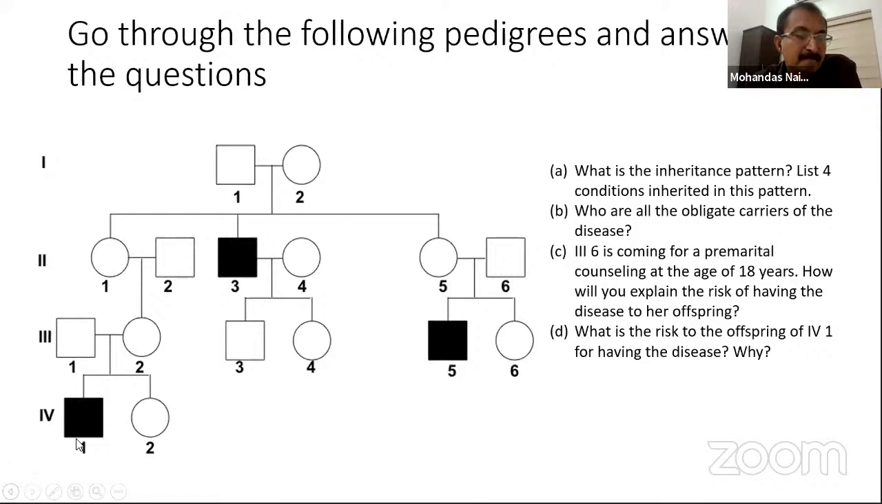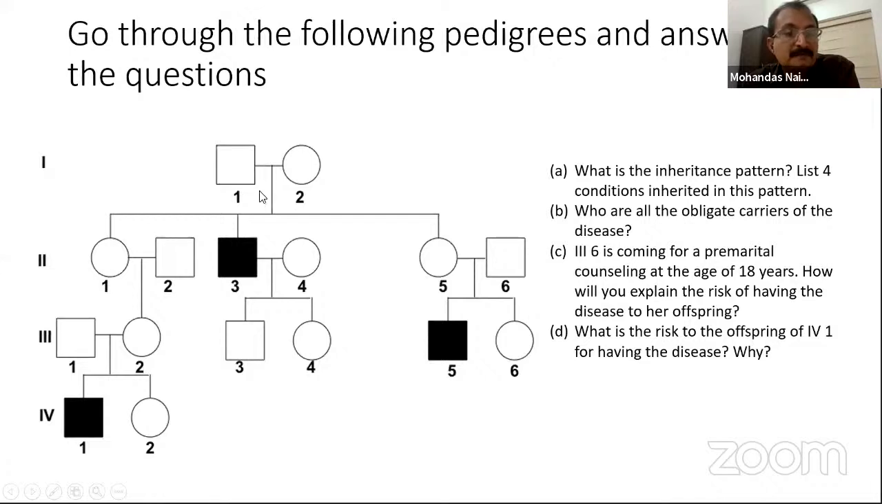So here in the last one, that is the generation 4 one is affected, and naturally her uncle, this generation 3 second person, she is having an affected son and an affected uncle, so she is an obligate carrier. And here her mother should be an obligate carrier because she is having an affected son and also her daughter is an obligate carrier. So naturally she should also be an obligate carrier.